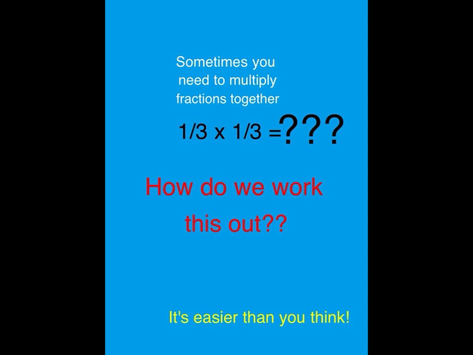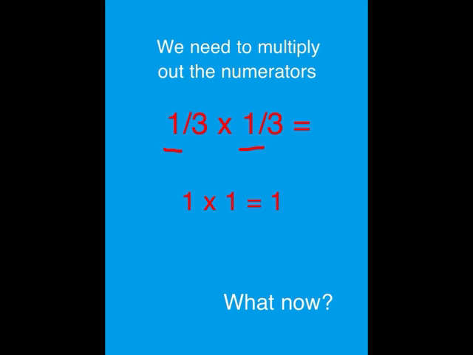Sometimes you need to multiply fractions together. A third times a third. How do we work this out? It's a lot easier than you might think. So we need to multiply out the numerators. So as we just learnt, they're the top numbers. So 1 times 1, it equals 1.